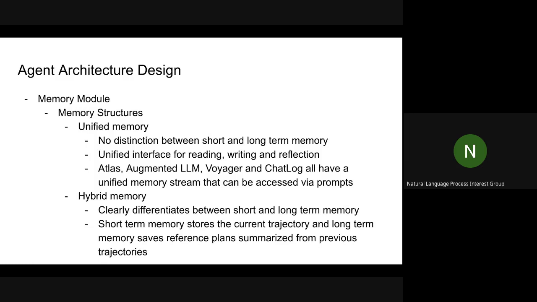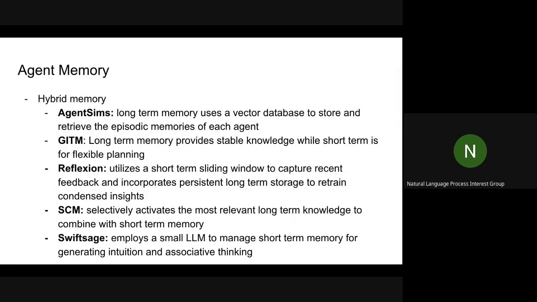And then the hybrid memory clearly differentiates between short and long-term memory. Short-term memory stores the current trajectory, and long-term memory saves reference plans summarized from previous trajectories. The main first paper that came out with this was generative agents, which we can discuss a little bit more. The generative agents paper essentially had steps where it would... I think I have a slide on it. Let's see.